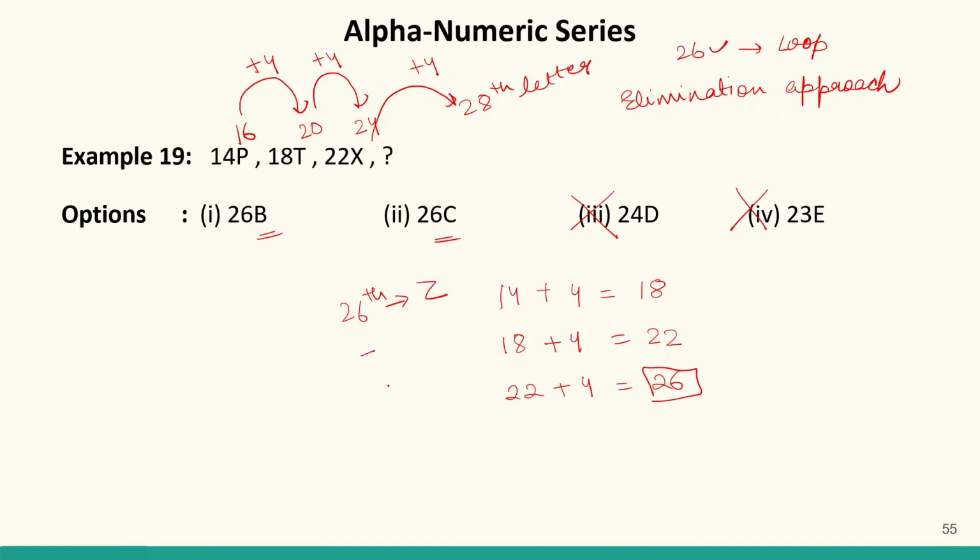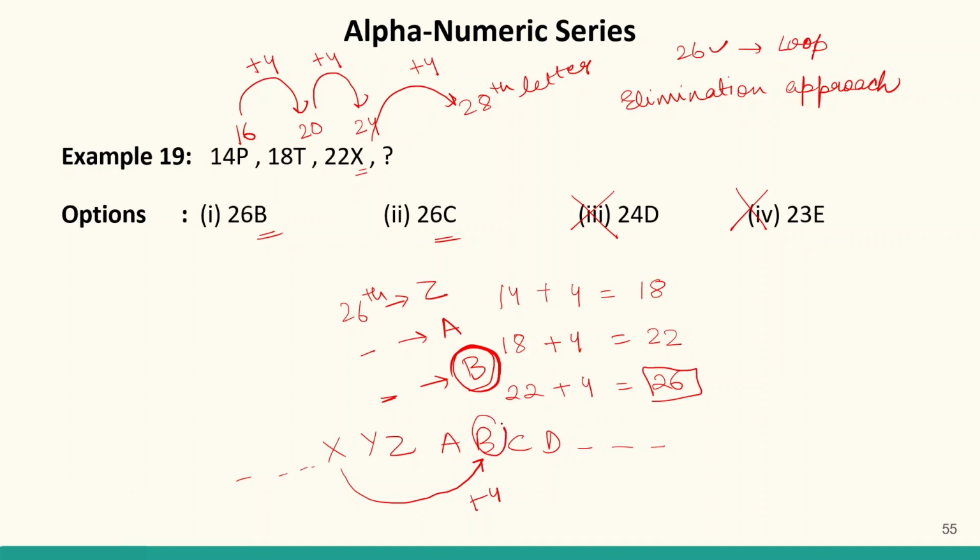Then we have to find the 28th. So we have to move 2 positions, 27, 28. So after Z, we will have A and then B. So if we have to increase 4 positions from X, right? X, Y, Z, A, B, C, D, so on. So if I have to increase 4 positions from X, that means I'll go back to B. So here the next number will be 26 and the next alphabet will be B. So your answer will be option number 1, that is 26B.